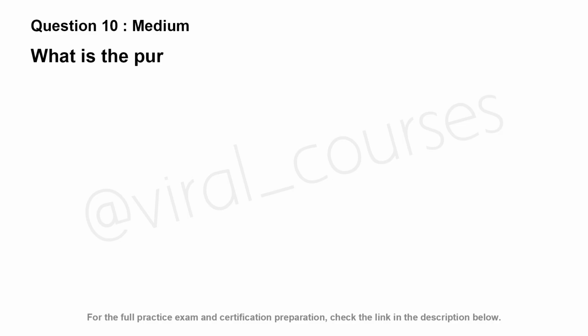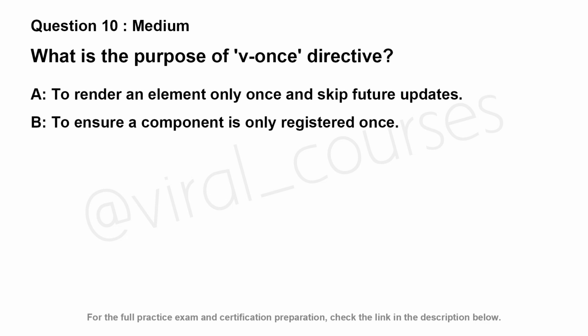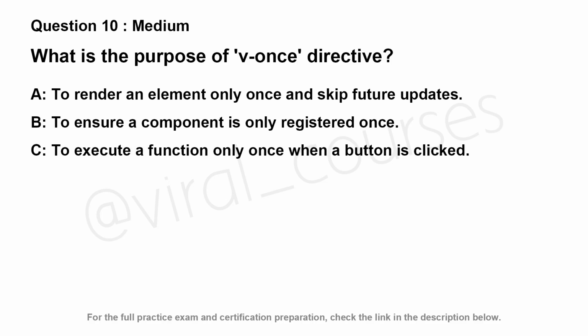What is the purpose of the v-once directive? Option A, to render an element only once and skip future updates. Option B, to ensure a component is only registered once. Option C, to execute a function only once when a button is clicked. Option D, to limit a v-for loop to one iteration.